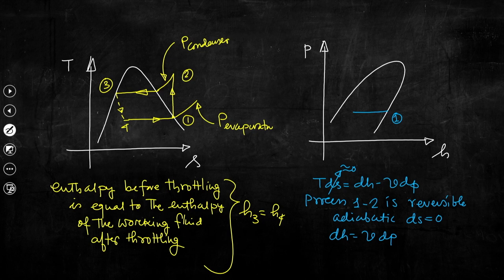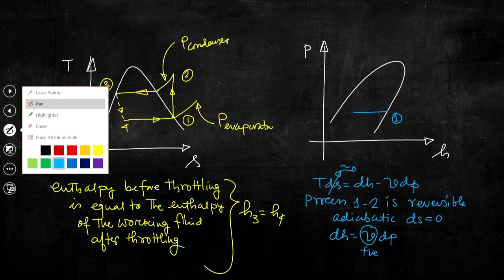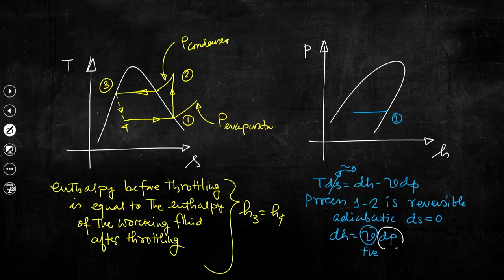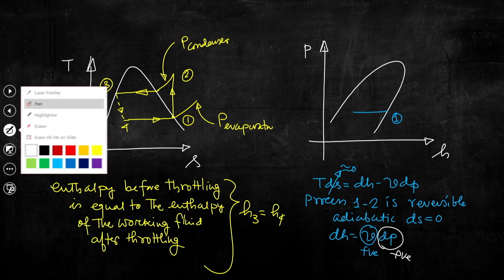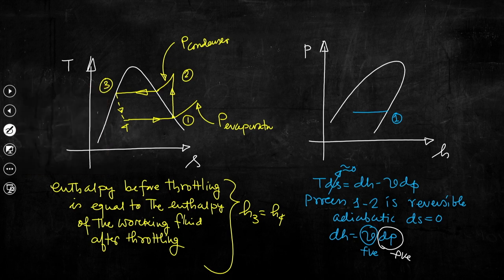For a compression process, V is always positive, and dP is also positive, because the sole purpose of this process is to raise the pressure in the direction of working fluid flow. So, dH is positive, that means enthalpy will increase. From this discussion, we can now identify state point 2. So, this is state point 2.